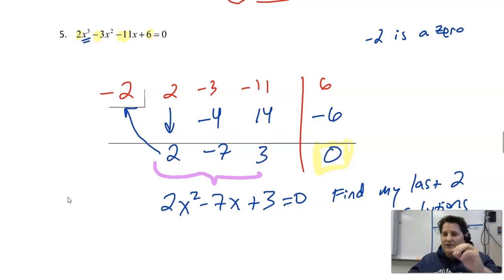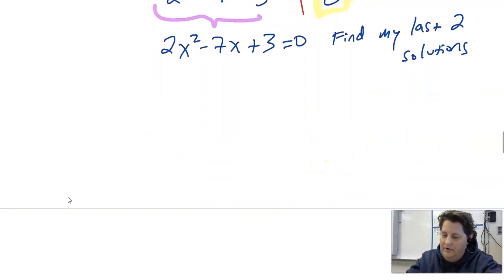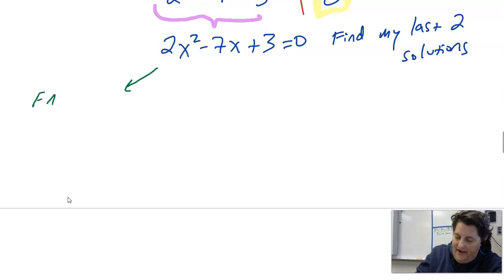You guys, you have two methods to solve a quadratic, all right? I will go ahead and show you both. One method is by factoring.